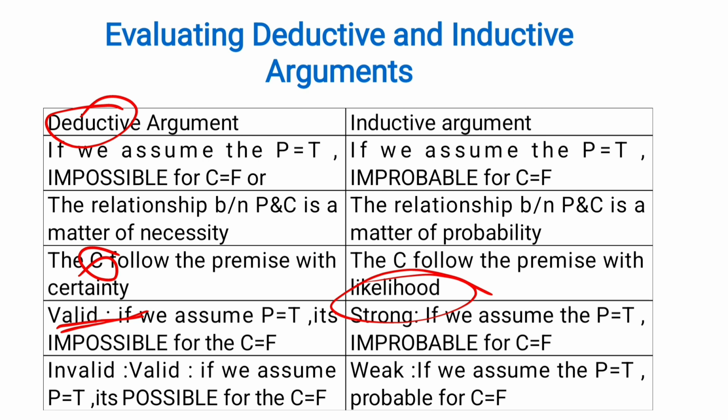Again, if an argument is deductive, we can evaluate it by saying valid or invalid. And if an argument is inductive, we can evaluate it by saying strong or weak. Therefore, a deductive argument is valid if, assuming the premise is true, it is impossible for the conclusion to be false. Whereas if a deductive argument is invalid, then if we assume that the premise is true, it is possible for the conclusion to be false.